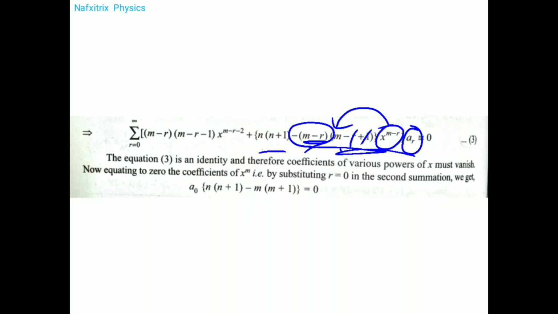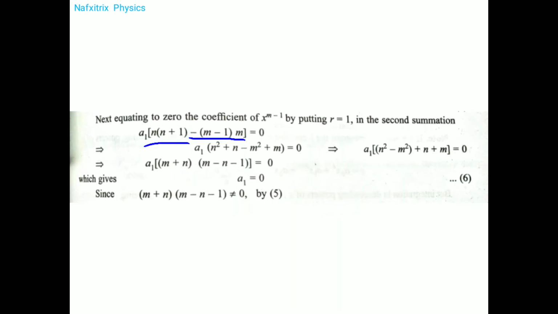And next, if we put r equals 1 in the first summation, we will get m minus 1 minus 2, that is m minus 3, x power m minus 3. But we need to consider only the coefficient of x power m minus 1, not m minus 3, so that first term is neglected. So this entire thing equals 0, and we just need to simplify it. n into n is n square, n into 1 plus n, minus m into m minus 1, which gives minus m square plus m.